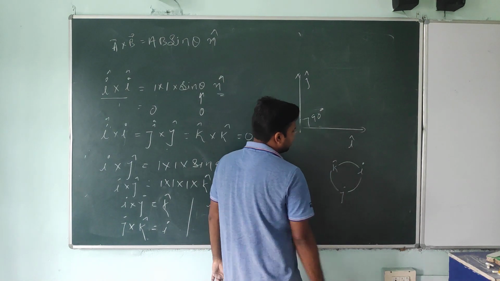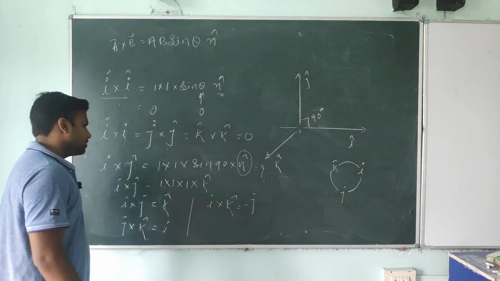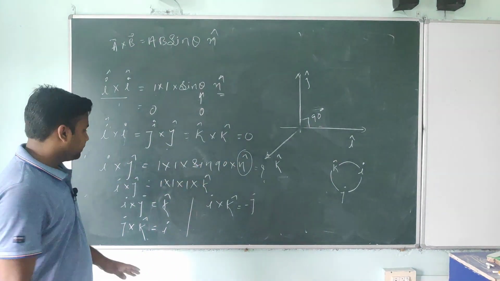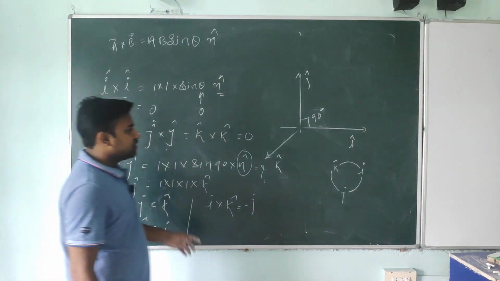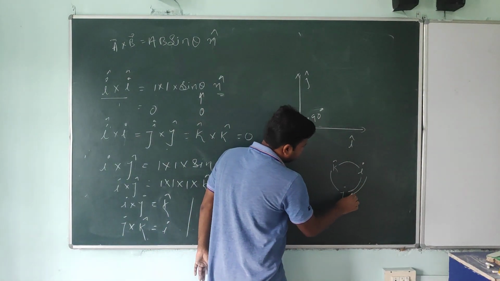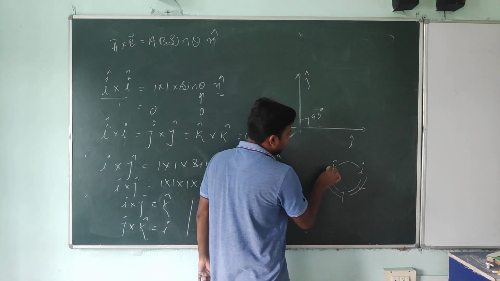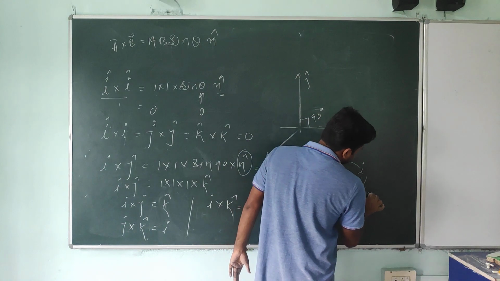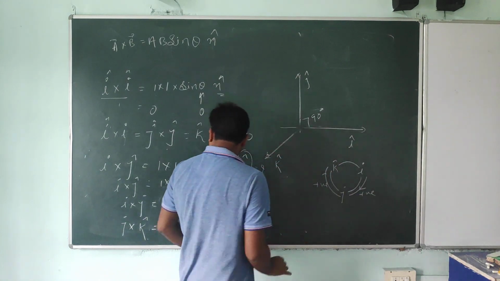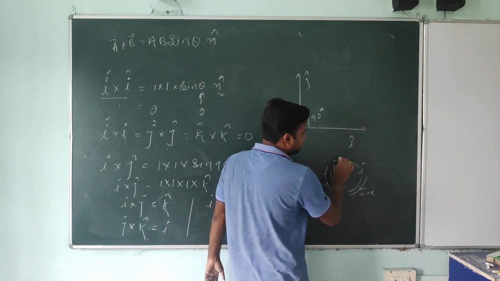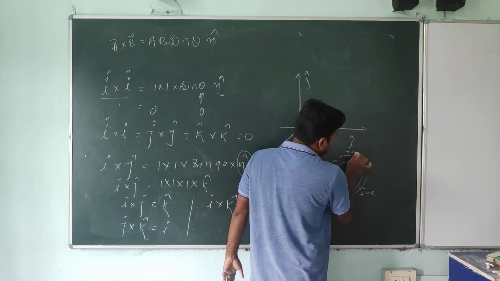Now what is this circle, student? Try to understand. i, j, k. i cross j, if you are moving in this direction, clockwise direction, i cross j, what are we getting? k. So you are getting it with the positive sign. j cross k, what are you getting? With the positive sign, i.